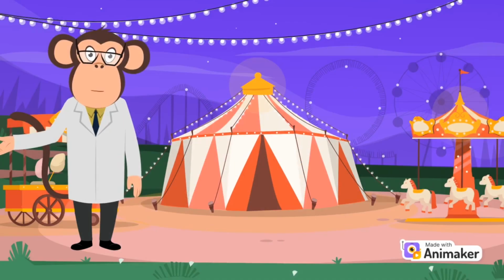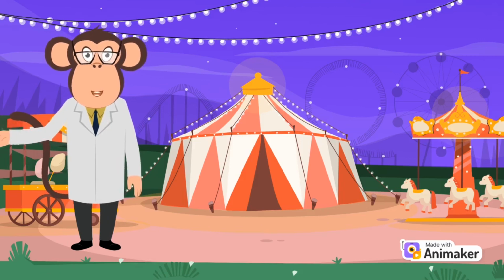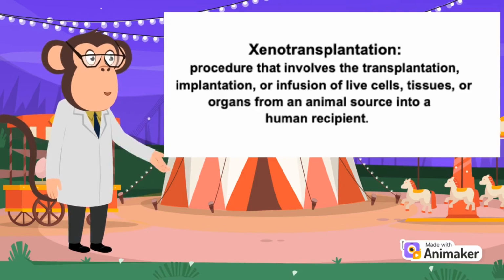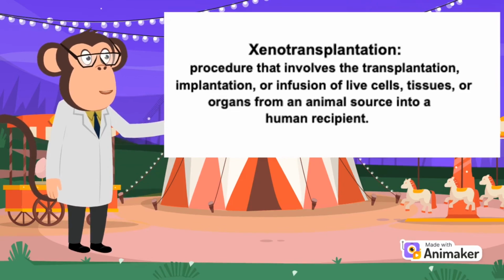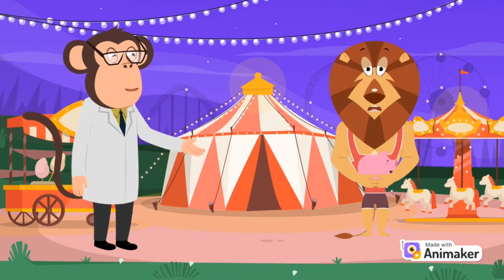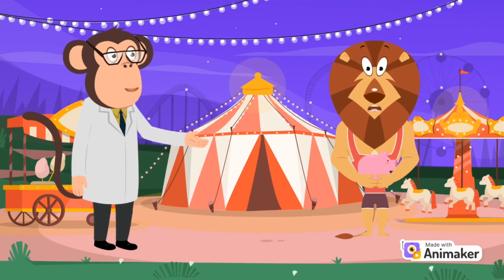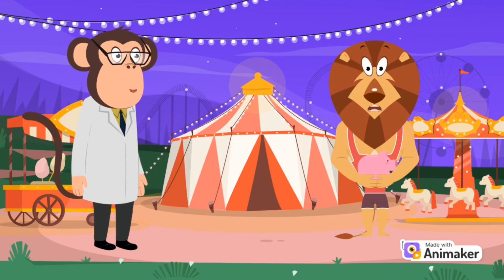Let's apply our tissue engineering diagram to a real-world application. Xenotransplantation is any procedure that involves the transplantation, implementation, or infusion of live cells, tissues, or organs from an animal source into a human recipient. A prime example of this is with pigs. Pig kidneys, livers, and other organs have been examined as possible organ donors for humans. Currently, there has been some success with kidney xenotransplantations.